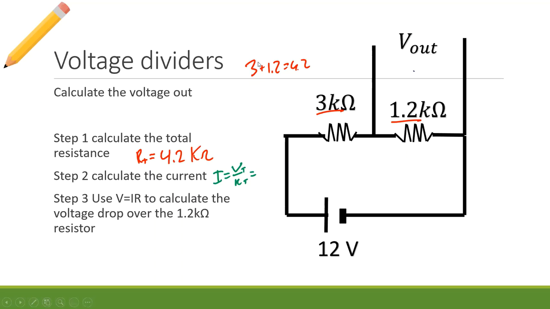Rounding up, 2.86 amps. Yep. Oh, close. Not quite. But yeah, pretty much. It's 2.86 milliamps. Because if you look on your calculator, I bet you will see that you have a times 10 to the negative 3, which means it's 2.86 milliamps, or times 10 to the negative 3.